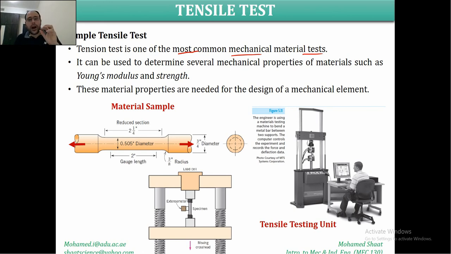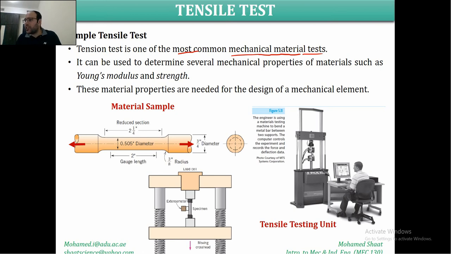Also because we are determining these properties using a mechanical approach, using a machine. Anything that is related to a machine is known as mechanical. It will be classified as mechanical engineering, right? So in the simple tensile test, we are using a mechanical method to determine some of the material properties. That's why we give it the name mechanical material tests. It is a mechanical approach of identifying some of the properties of material.